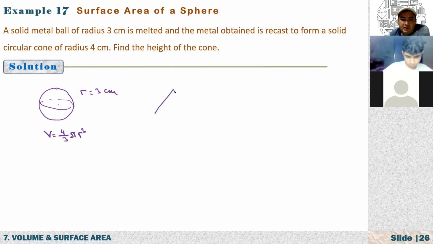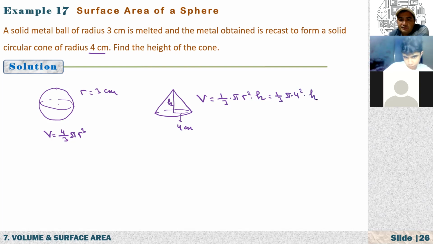So we are forming some kind of cone here. Here is a base, and it says that the base has radius 4 centimeters. So this base radius is 4 centimeters. And how about the height? We don't know. And what is the volume of this cone? 1 over 3 times pi times r squared times h. If you substitute 4, that's 16, right? 1 over 3 pi, and here we have 4 squared times h. Since we are not doing anything, we're just melting and after that recasting this into another form.